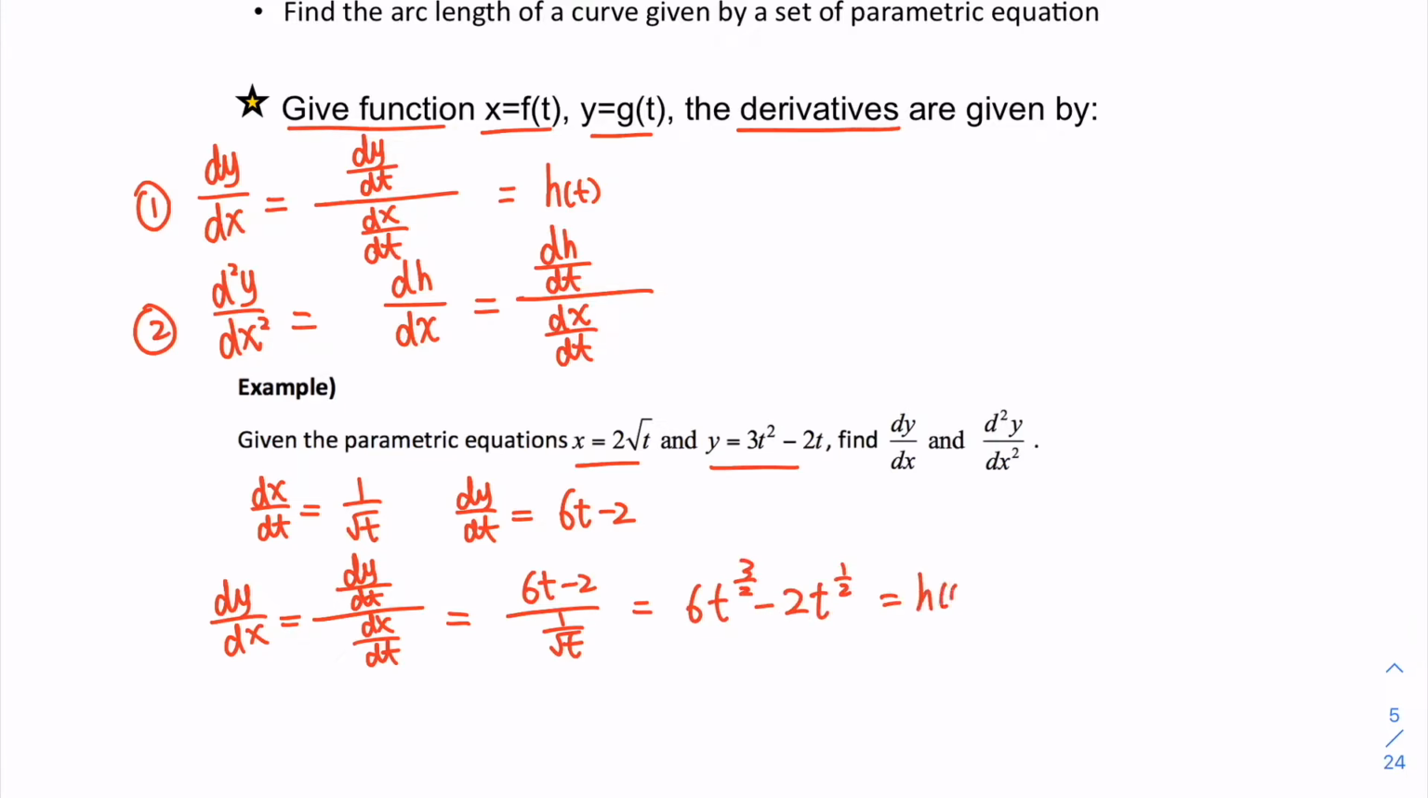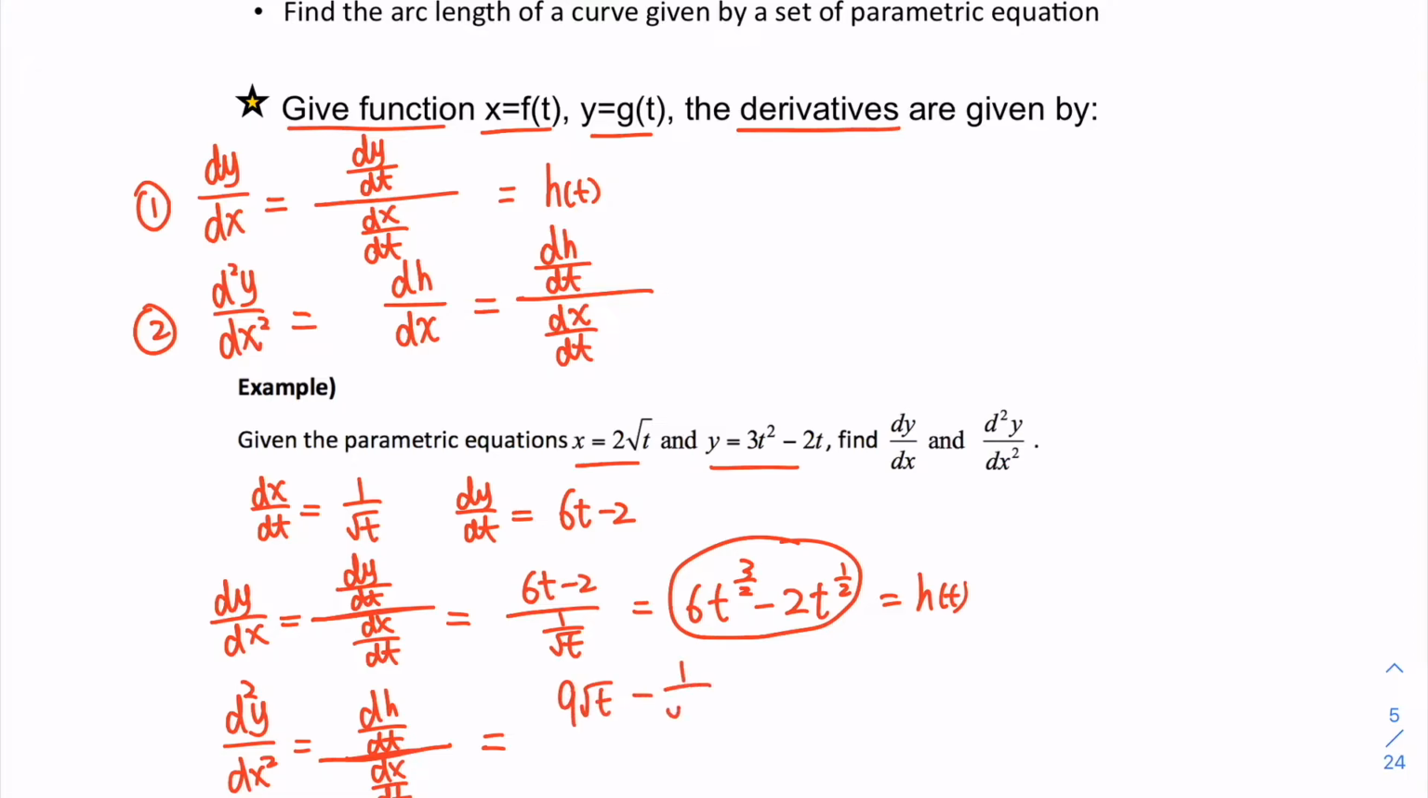Let's call it h of t. This is our first derivative. So second derivative, dh over dt over dx over dt again. You can write this bar longer. So when we take the derivative of the numerator, it gives us 9 square root of t minus 1 over radical t, divided by 1 over radical t. That gives us 9t minus 1. This is the second derivative. So let's have a look at the next example.